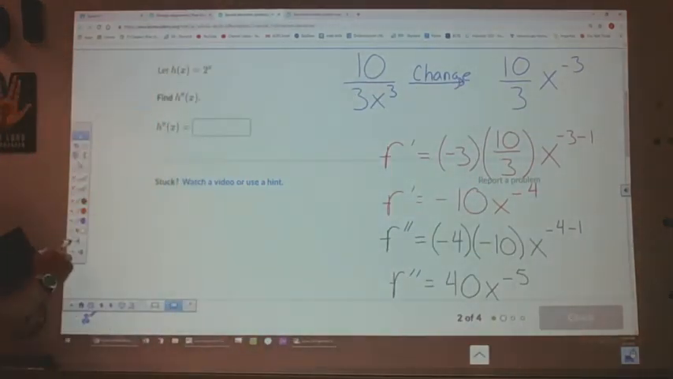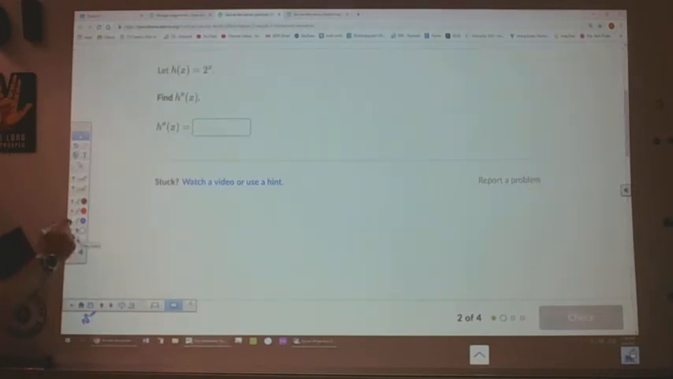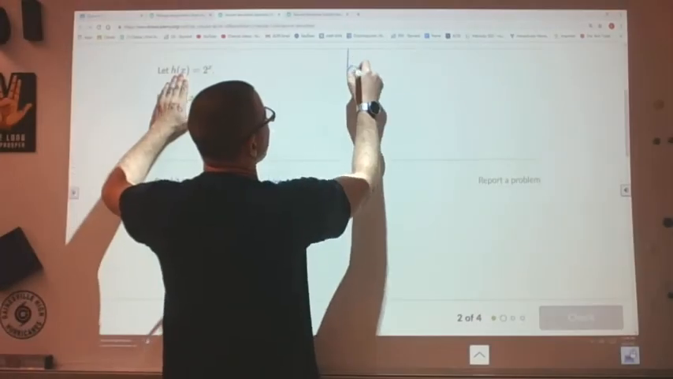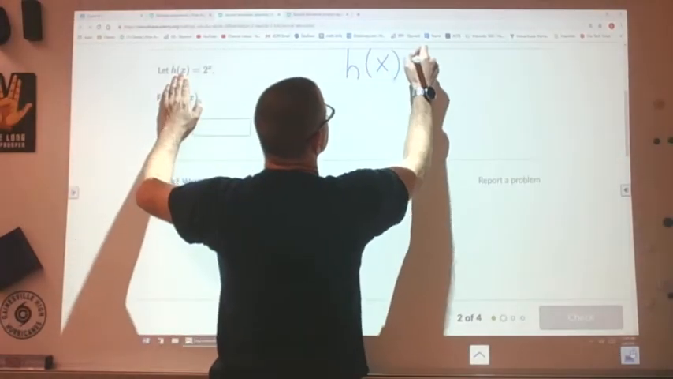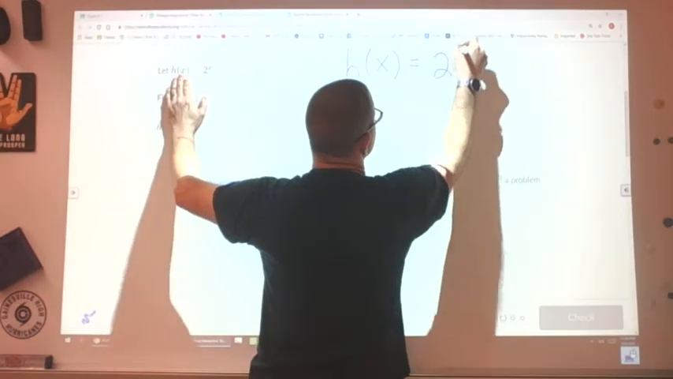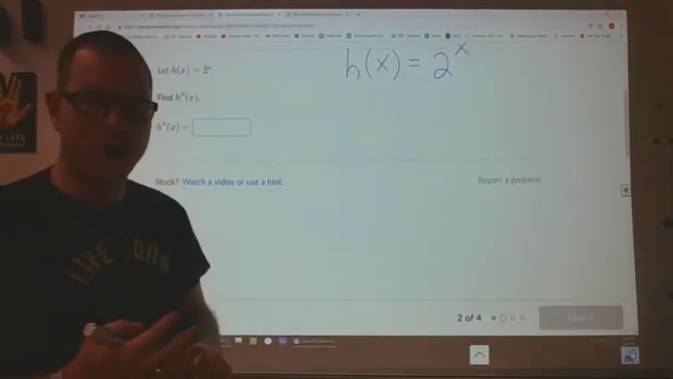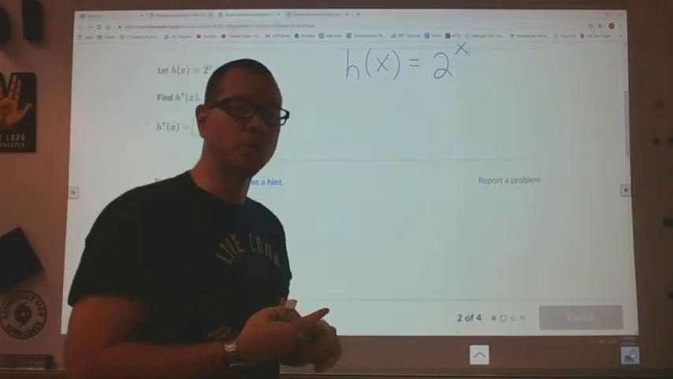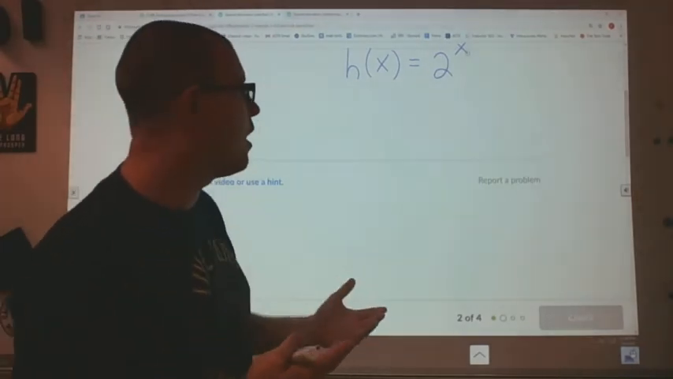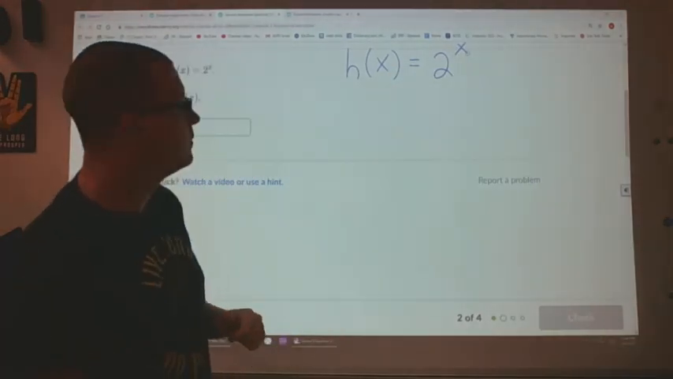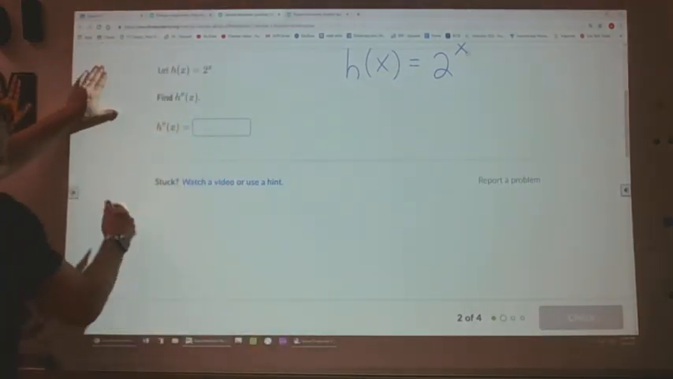Here, get it? So we have h of x is equal to 2 to the x. So we have an exponential function. This isn't going to be power rule, product rule, quotient rule, or chain rule. Rather, it's just a common derivative, so it's one that we're expected to know. So it wants us to find the second derivative, h double prime.